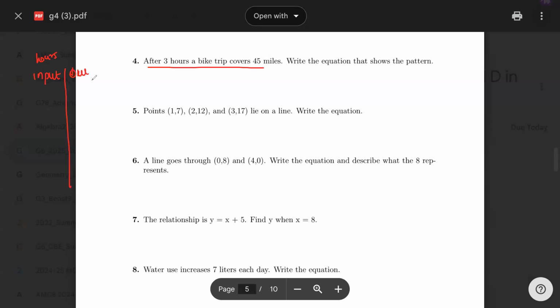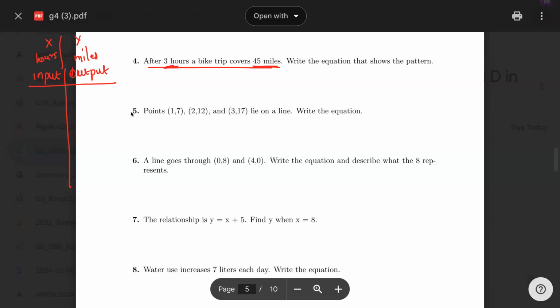Good job. So my input, hours and miles, input is X, output is Y. Correct? Now, can we put numbers? Pranavi, you've been so quiet. Can you tell me some numbers for this? 3 hours and covers 45 miles. Which is 3, which is 45? Which one's the input and which one's the output?